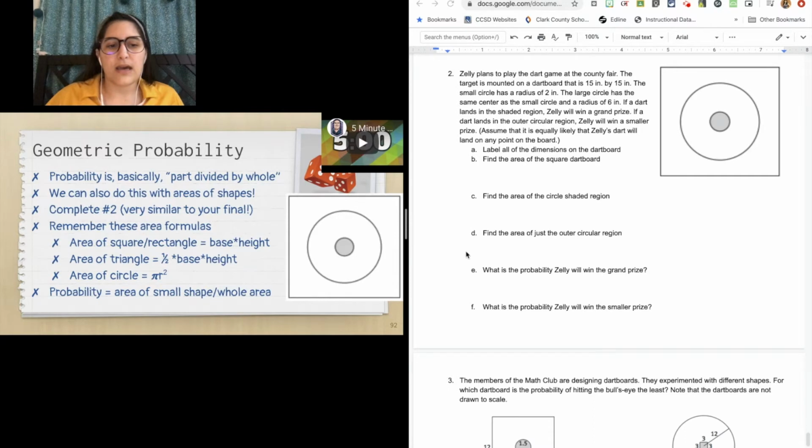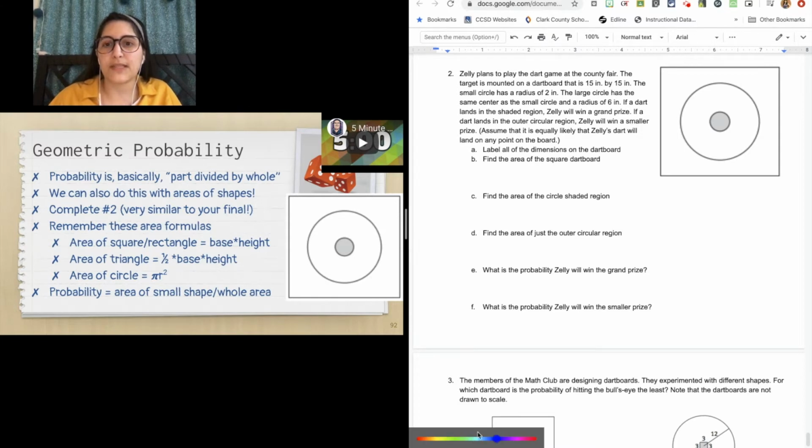Okay, so what that tells me is that I'm going to need the area formula for a square, which is base times height, right? Square and a rectangle, base times height. And I also need to know the area of a circle. Formula for that is pi r squared. All right, so let's take a look at the problem here.